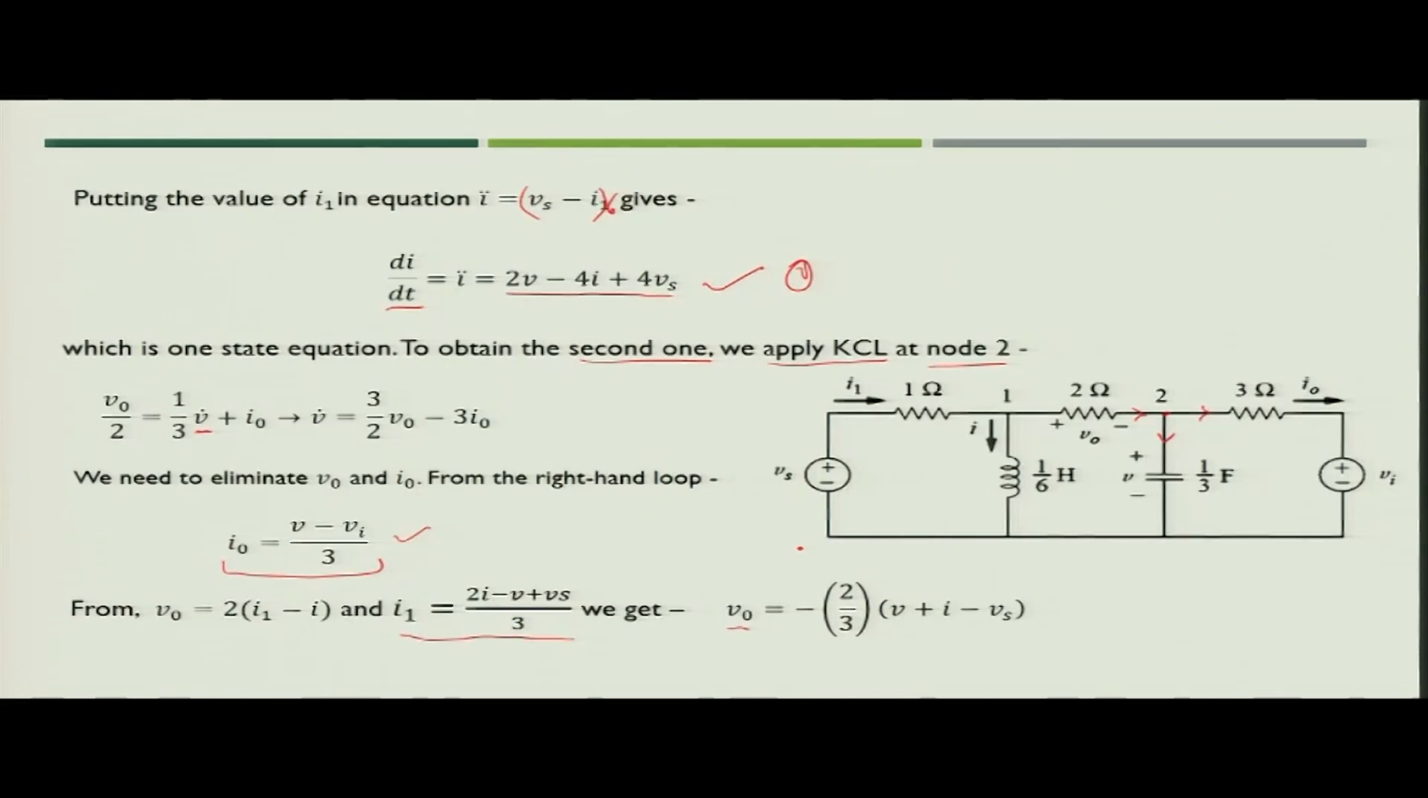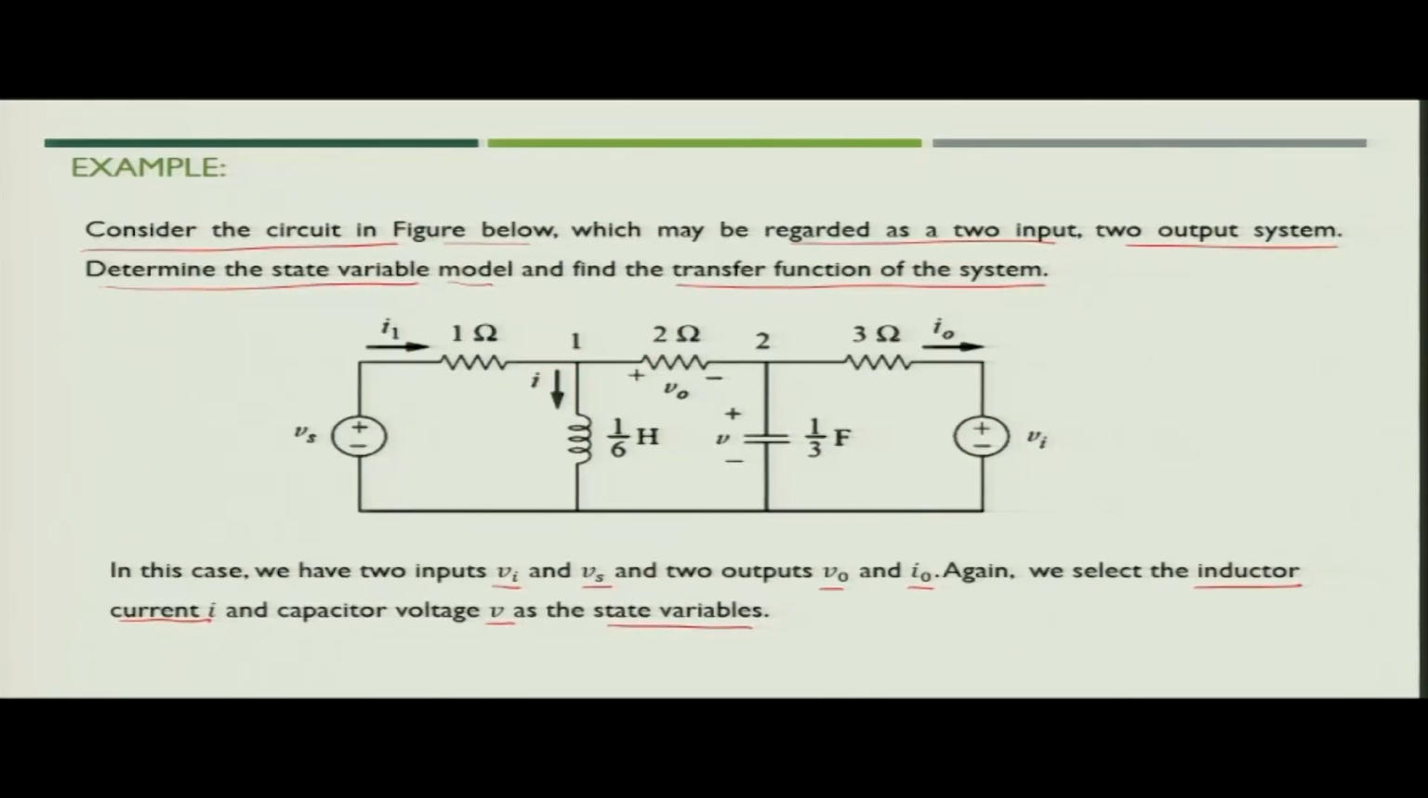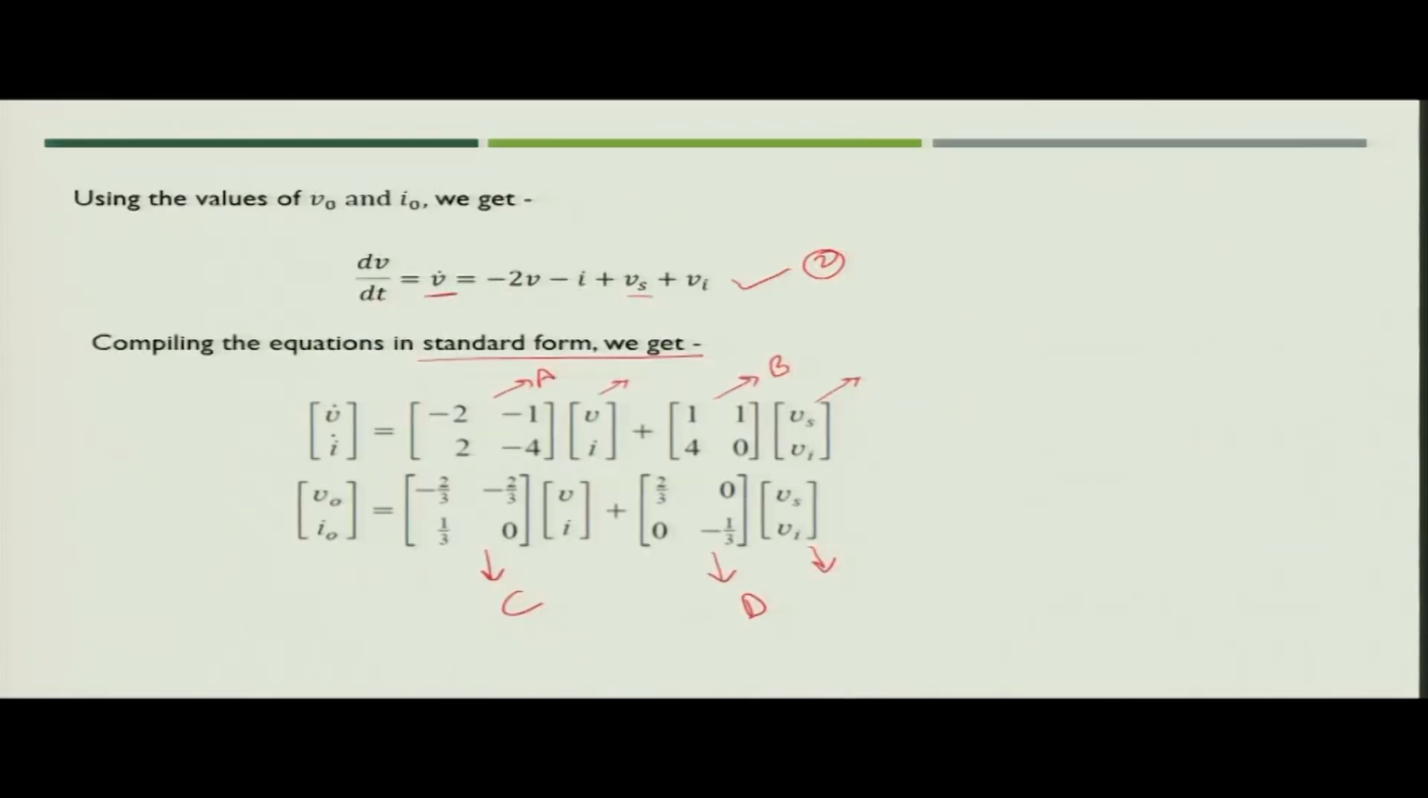So, with this you can now understand how you can convert this particular circuit into a state space representation. Now, you have A, B, C and D. So, the transfer function you can simply calculate, that is C times (sI minus A) inverse B plus D. So, put the values of A, B, C, D in this matrix and simplify, you get the transfer function H(s). So, with this we can close our today's discussion.